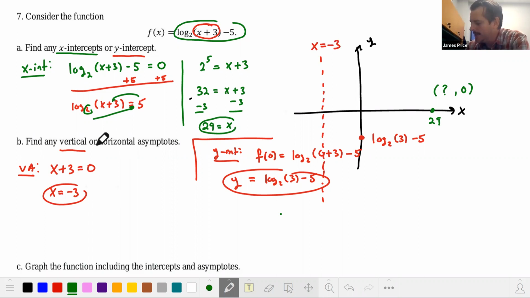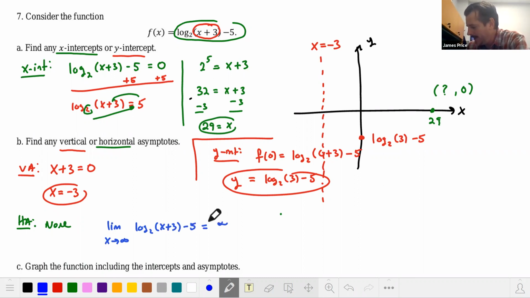And then horizontal asymptote. So HA, there's always none. So we write none. There are none. So no horizontal asymptote on this one. If you want the little bonus point, you can say why. It's because as you take the limit, as x goes to infinity, of log base 2 of x plus 3 minus 5, it's equal to infinity. So remember, logs just get bigger and bigger as you go out to the right, but it goes really, really slow.